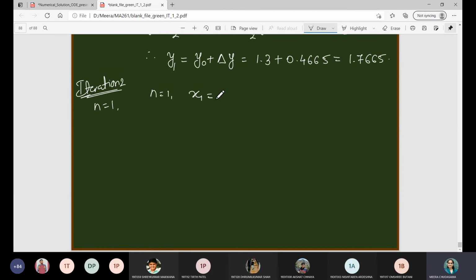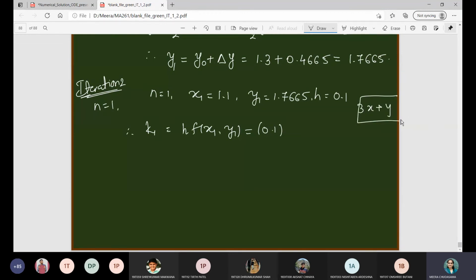We will require x1 also. x1 is 1.1. y1, that is the last iterated value, is 1.7665, and h is 0.1 again. So in that case, k1, by the formula, is equal to h into f at x1, y1. h is 0.1, the function is 3x plus y, right? So it is 3 into x, which is 1.1, plus y1, which is 1.7665. So what will it be?